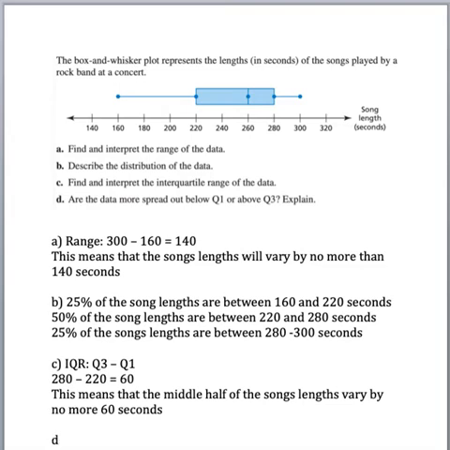Okay, and part D, are the data more spread out below quartile 1 or above quartile 3? Well, we can clearly see that the left whisker is more spread. So the answer would be the data is more spread out below quartile 1. Okay, because the whisker is definitely more spread in this location than the whisker above quartile 3.